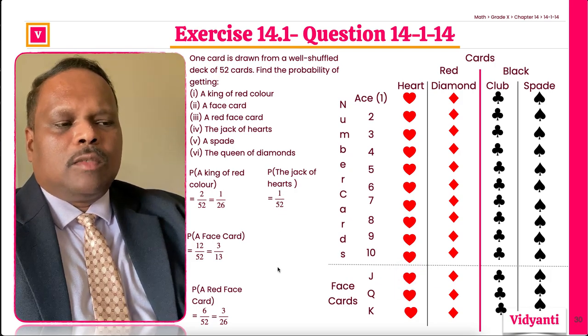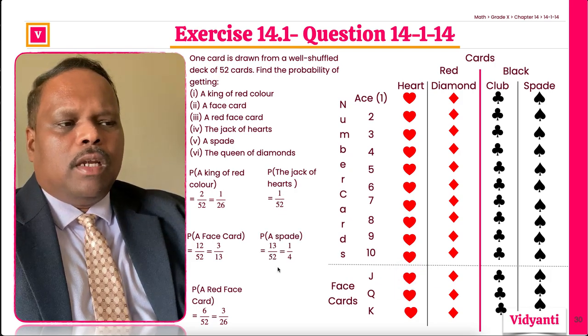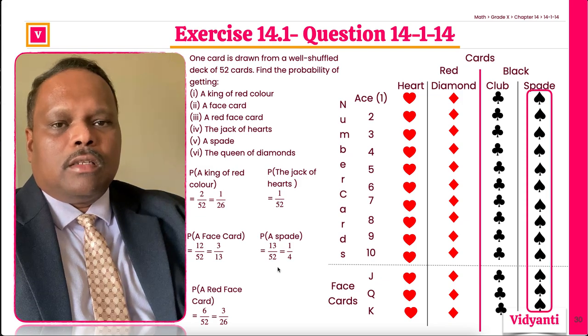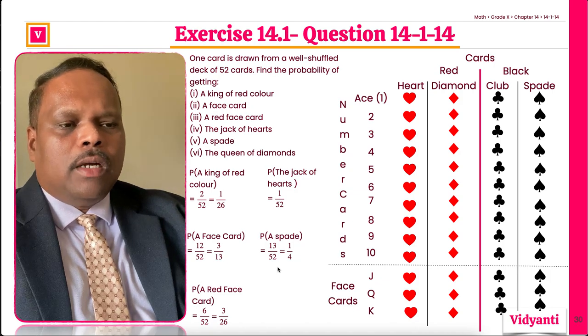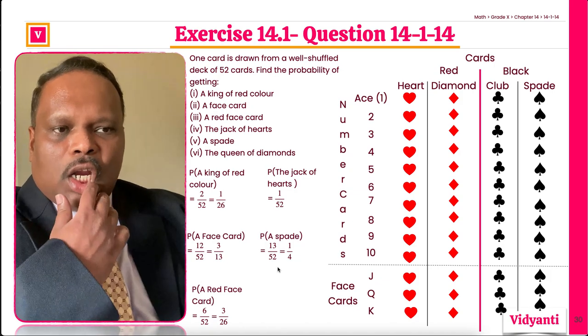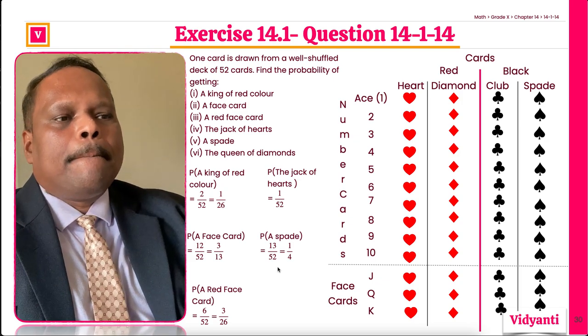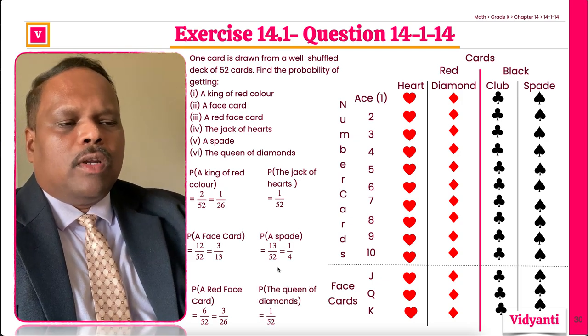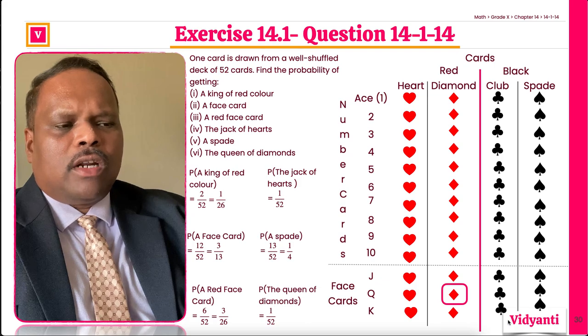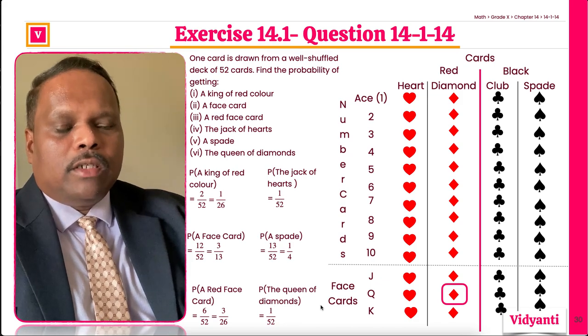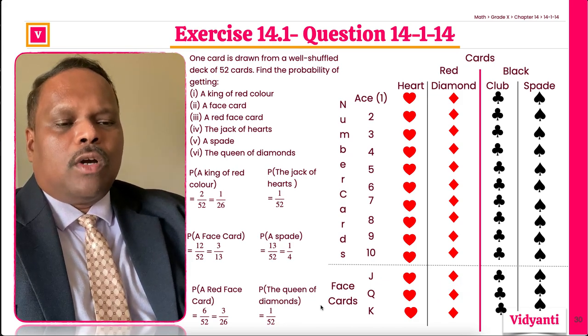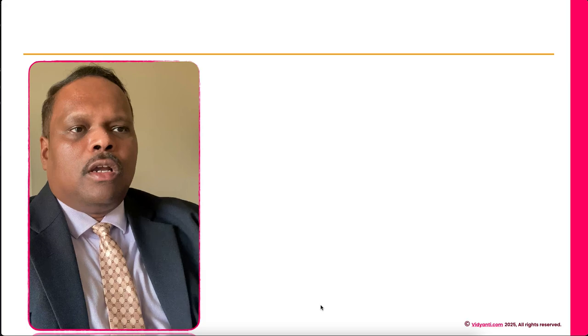And last, a spade. Spade can be anything out of these 13. So there are 13 spades out of 52 cards, and that would be 13 out of 52. And the queen of diamonds, there is only one queen of diamonds. That's right here. So I will try to animate as much as possible so that you will understand what I am exactly doing. There is only one queen of diamonds out of 52 cards. So that will be 1 out of 52.